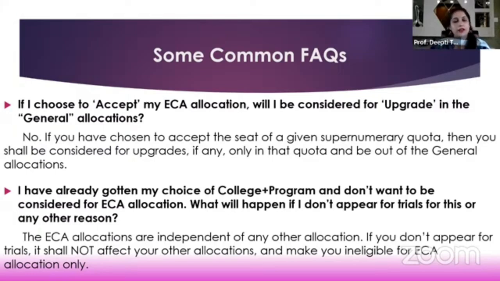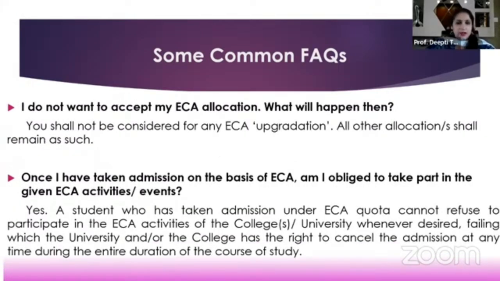But for all other allocations, for all the regular rounds and the other supernumerary quotas you may or may not have applied through, you are eligible for all of that. Then, as I just mentioned, if I do not accept my ECA allocation, what will happen? Just that you will not be considered for further upgradations in the ECA allocations. You will be considered for the general rounds, as has just been explained.